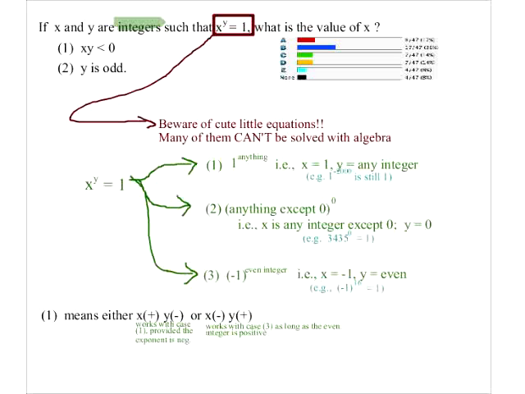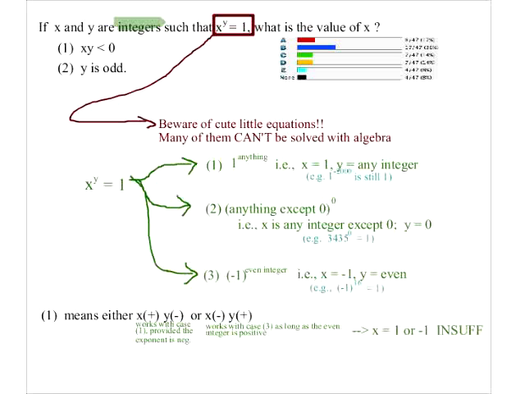So this is insufficient because x could be either 1 or -1. Like if you're looking at case number 1, then x is 1. If you're looking at case 3, then x is -1. So we can't answer the question. That doesn't work.